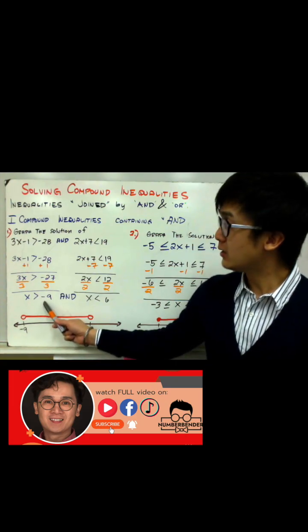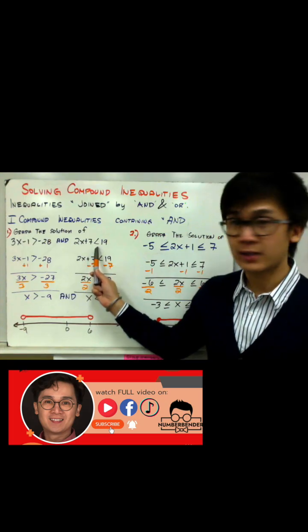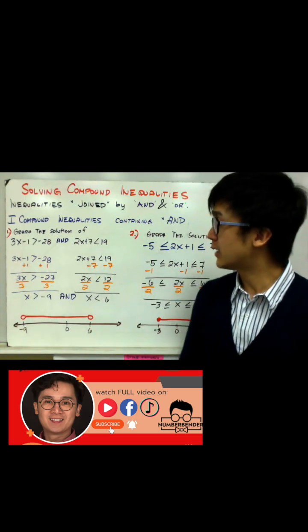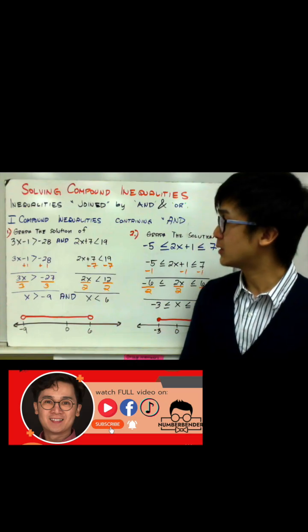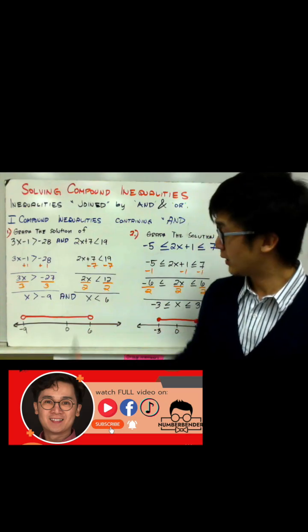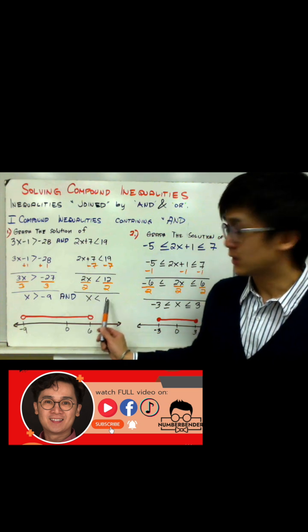Now on the second one, we have 2x plus 7 less than 19. Just like what we did on the first one, we need to have x by itself, so we subtract 7 on both sides and divide both sides by 2, leaving us with x less than 6.